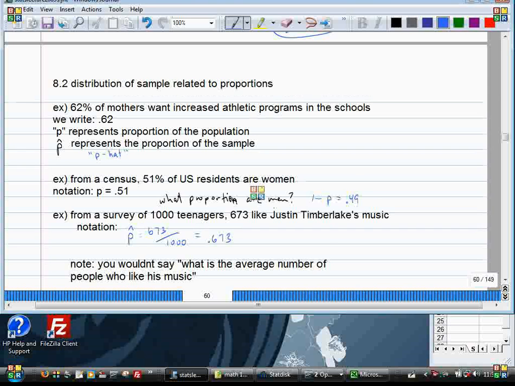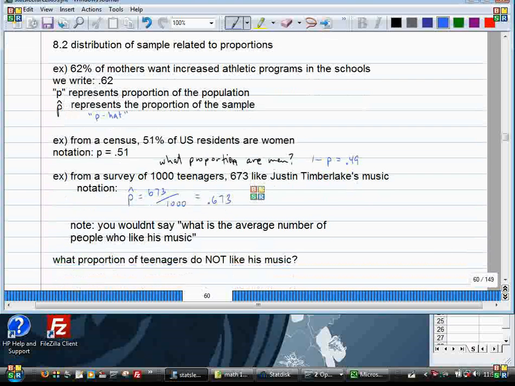Okay. What proportion of teenagers do not like his music? Oh, Chastity, I think you're about to tell me that. Or who was about to tell me that? Oh, Violet, yeah, you were about to tell me that. Right. And that gives you 0.327.